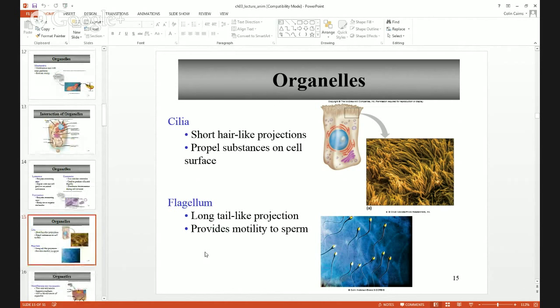And we also have cilia. Cilia are short hair-like projections on the surface of the cell. They propel substances along the cell surface. They're important in the respiratory tract and in the intestinal tract. Flagella are long tail-like projections unique to one cell, the sperm cell, and these provide motility, or movement, for the sperm cell.